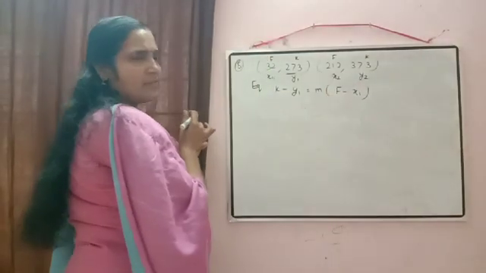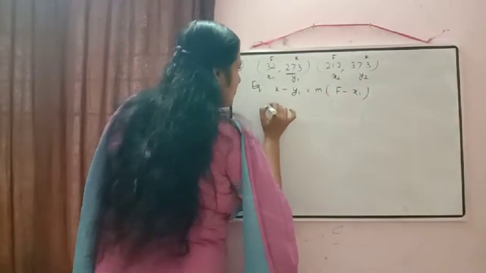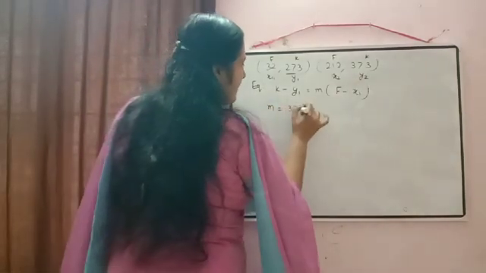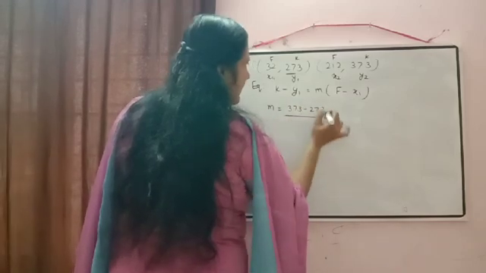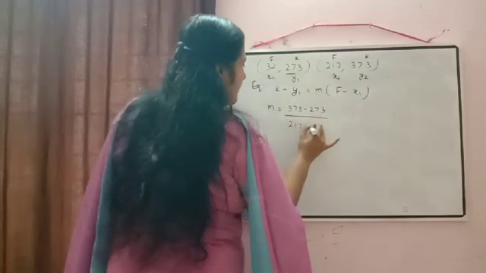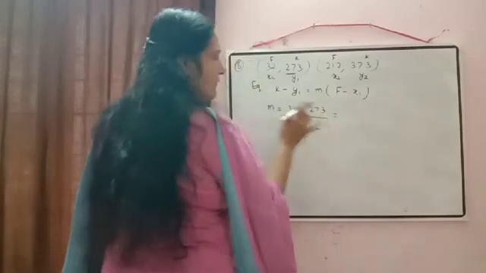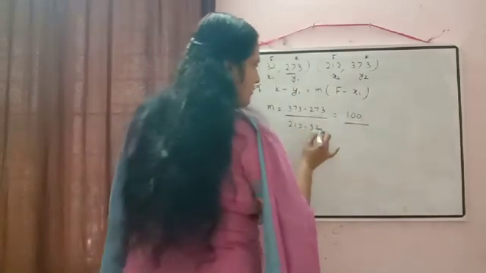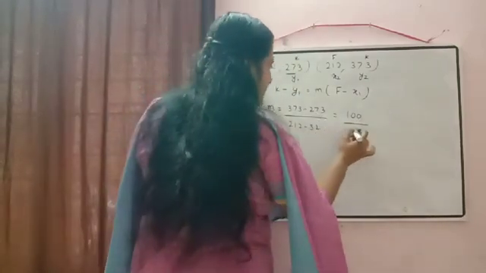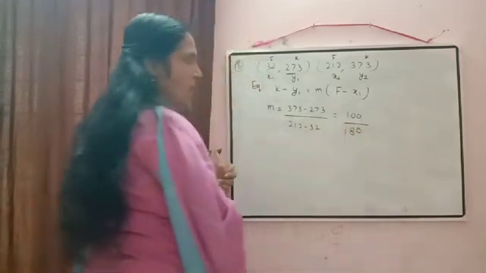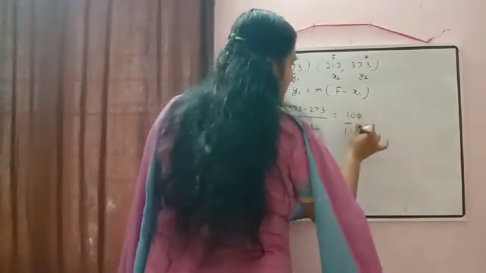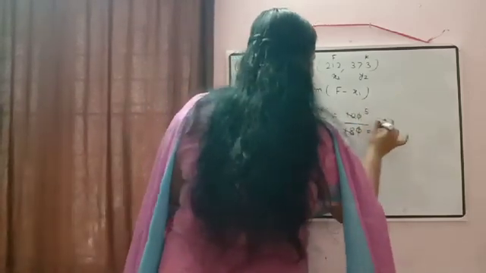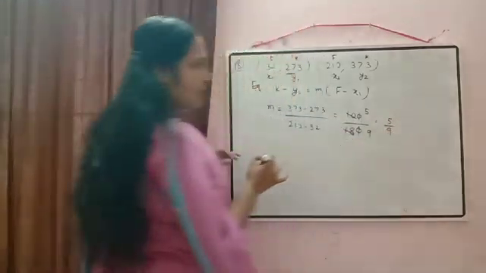So points we have, first we can calculate the slope. Slope m is equal to y2 minus y1, 373 minus 273, by x2 minus x1, 212 minus 32. 373 minus 273 will be equal to 100, and here we will get 180. Now we can cancel the term, 0 and 0 will get cancelled, 2 5s are 10, 2 9s are 18. So we got the slope is equal to 5 by 9.